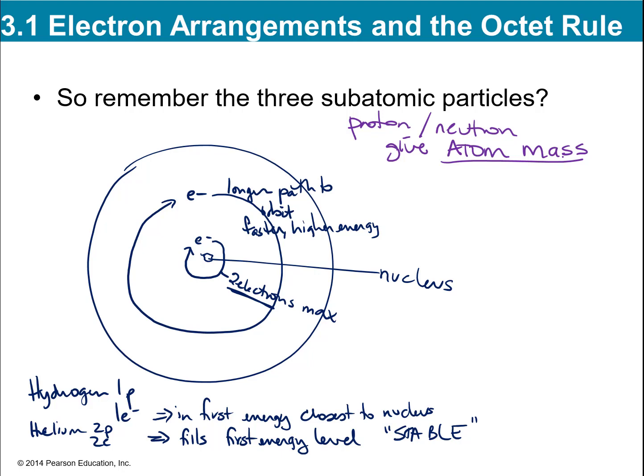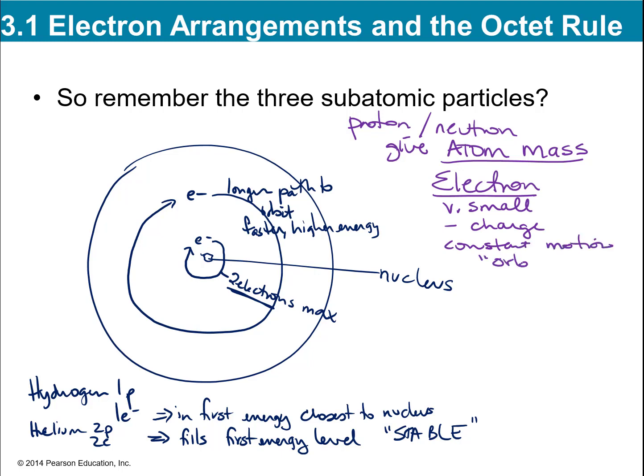Remember we said that electrons are outside of the nucleus. Electrons are extremely small, 2,000 times smaller than a proton or a neutron. Electrons are constantly moving, and they exist in an orbital. So very small, negative charge, and constant motion. This constant motion creates this orbital. Okay?